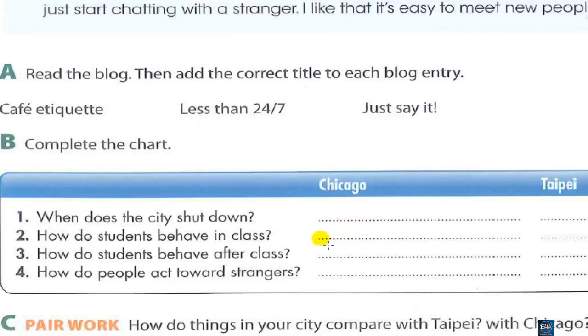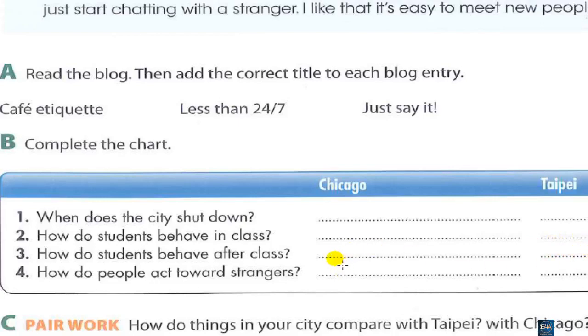Number two, how do students behave in class? In Chicago, students answer questions. Some interrupt the teacher. But in Taipei, students are silent in class and ask the teacher questions after class. So Taipei students are silent in class and ask the teacher questions after class.